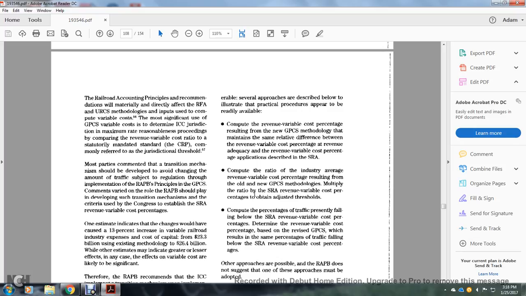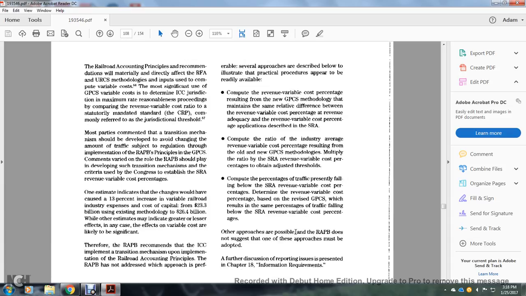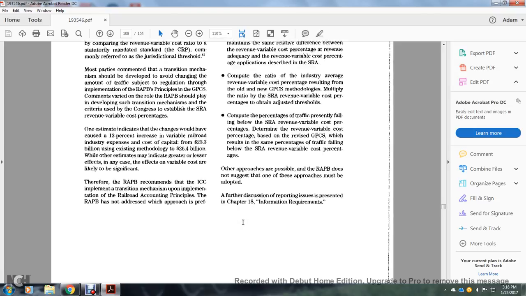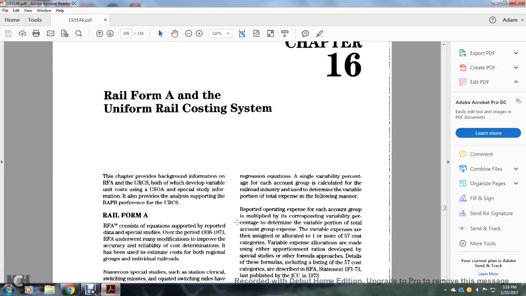Compute the percentage of the traffic falling below the Staggers Rail Act revenue-variable cost percentage to determine the revenue-variable cost percentage based on the revised general purpose costing system, which results in the same percentage of traffic falling below the Staggers Rail Act revenue-variable cost percentage. As other approaches are possible, the Railroad Accounting Principles Board does not suggest that one of these approaches must be adopted. The discussion of report issues is presented in Chapter 18, Information Requirements, Rail Form A and the Uniform Rail Costing System.